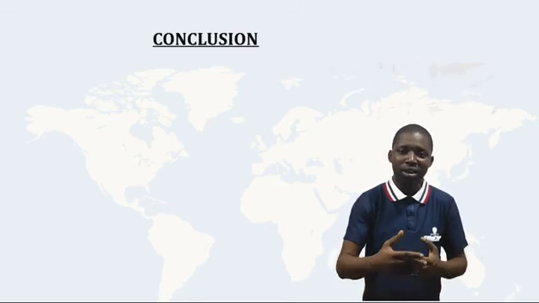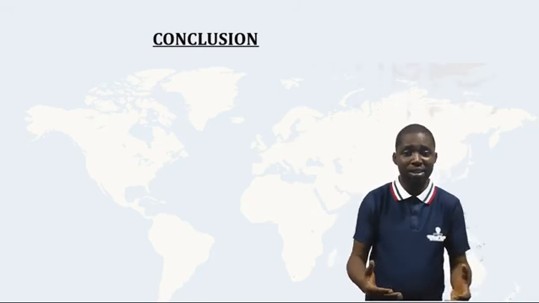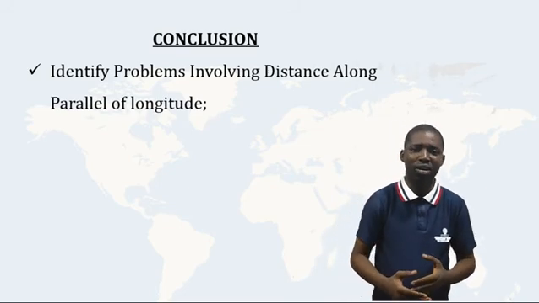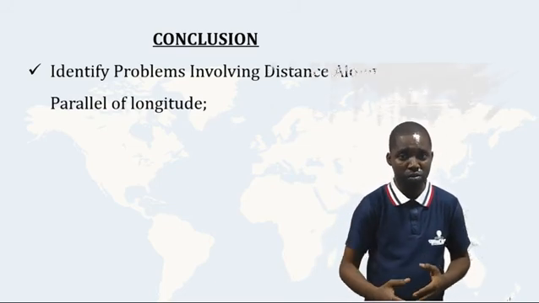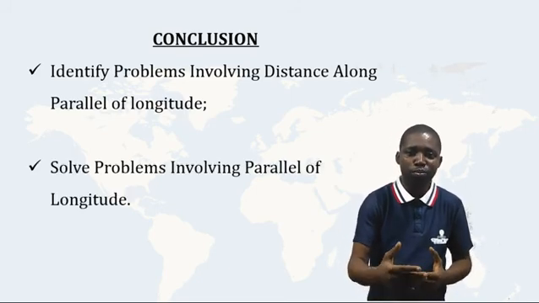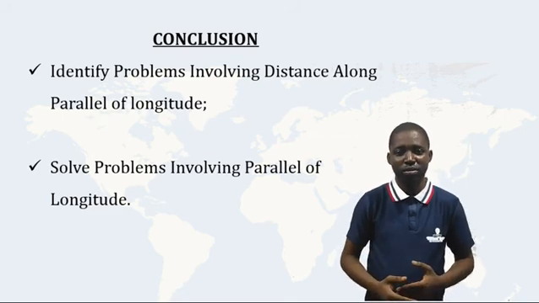Interesting. We've come to the end of another edition of a lesson on Williams' Guide to Mathematics. This is lesson 3 of the topic Latitude and Longitude. And so far in this topic, we learned how to identify problems involving distance along parallel of longitude, and we also learned how to solve problems involving parallels of longitude. We have done 3 lessons.